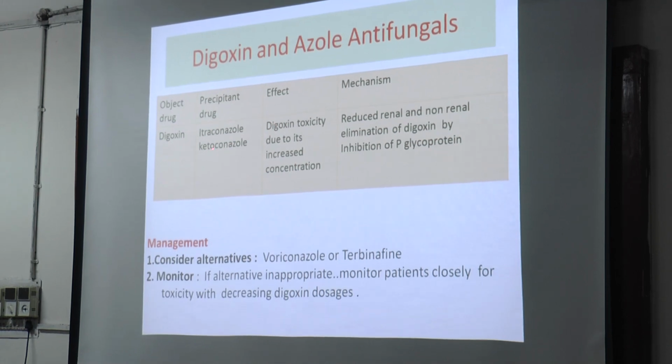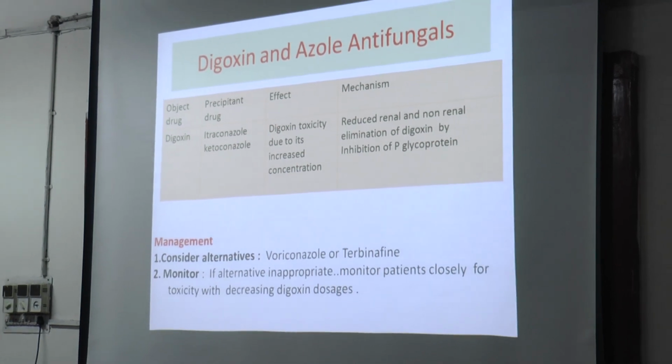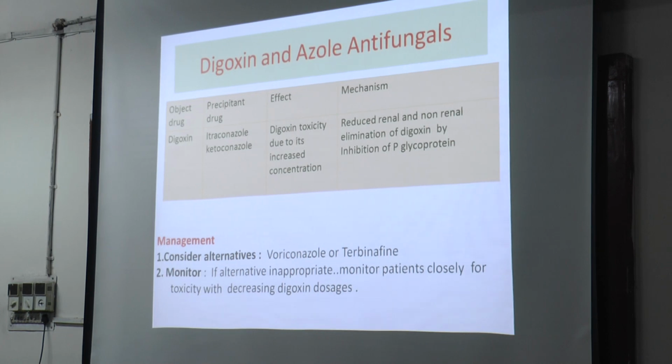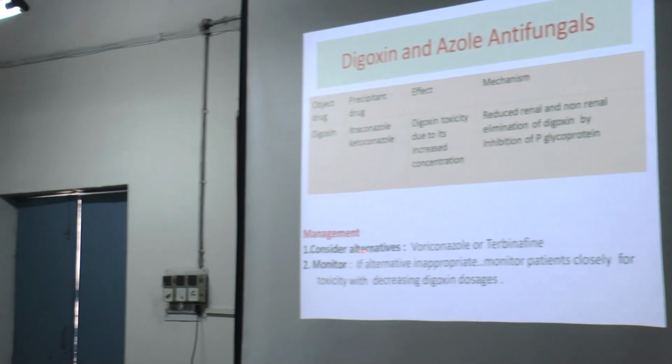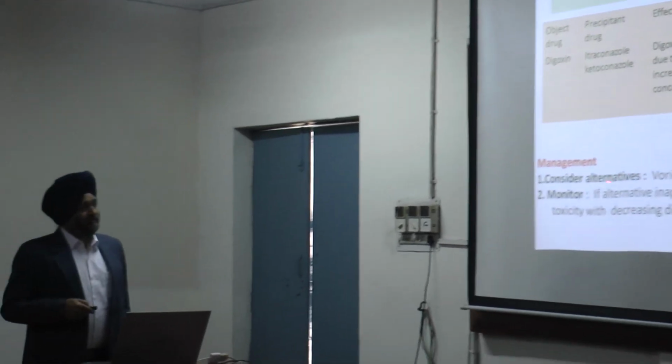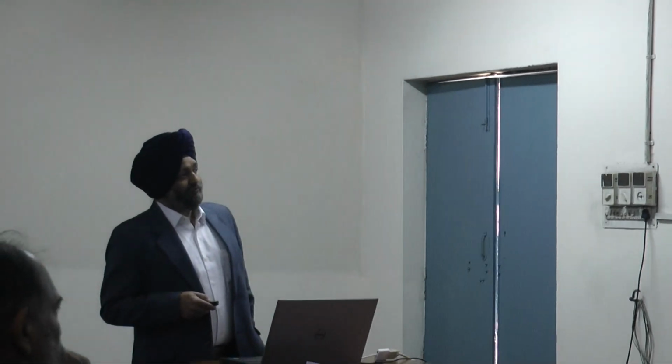A similar type of interaction occurs with itraconazole and posaconazole. They reduce the renal and non-renal elimination of digoxin, again by inhibiting P-glycoprotein. Here too we can go with an alternative: the antifungals voriconazole and fluconazole, which do not inhibit this P-glycoprotein.